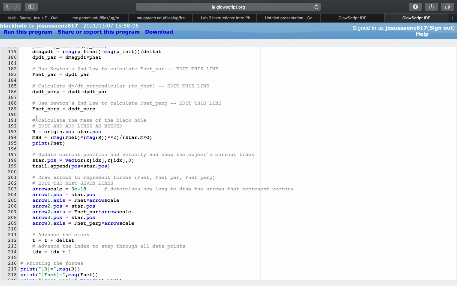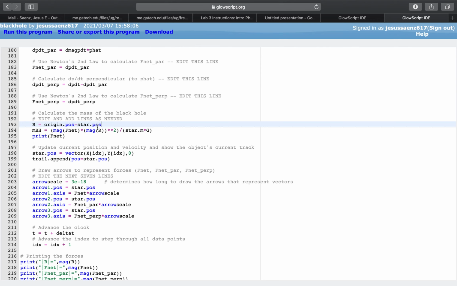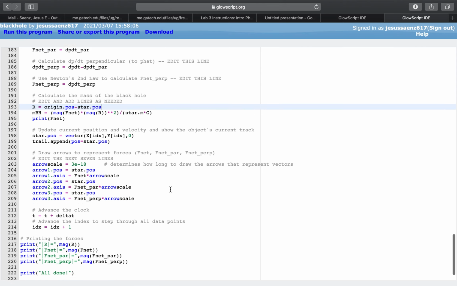So something of note right here is the radius. So the radius is going to be equal to the position of the origin minus the position of the star. And then if we derive the gravitational equation to find the second mass, which is the mass of the black hole, we do the magnitude of the net force times the magnitude of the radius squared divided by the star's mass times the gravitational constant.